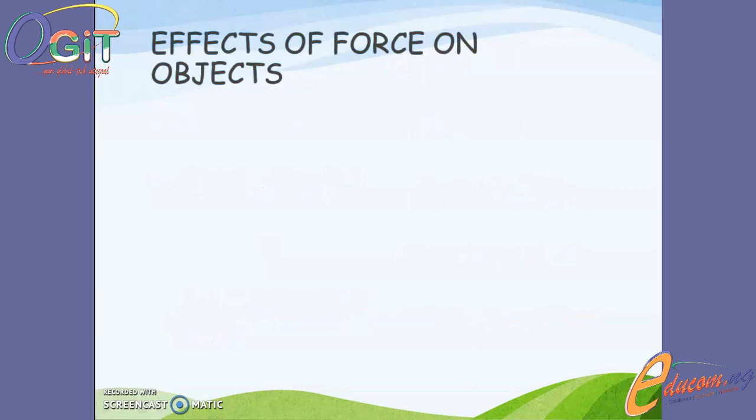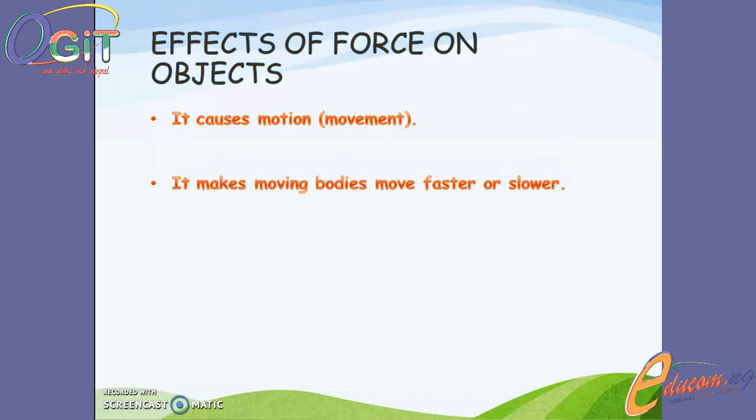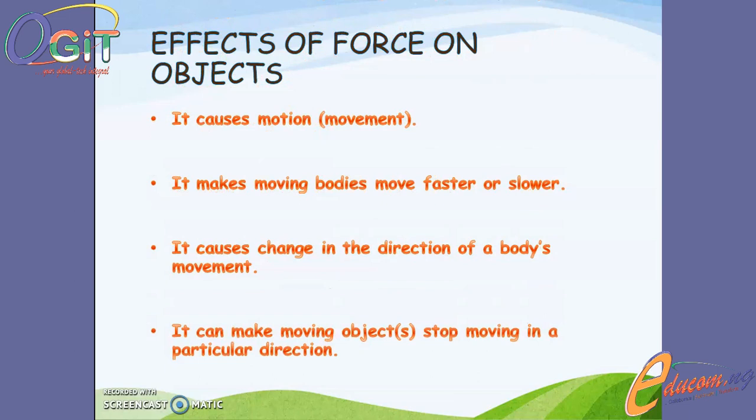Now we'll be looking at the effects that force has on objects. What are the effects of force on objects? One of it is it causes motion or movement, meaning that it makes body move from one point to another. Next, it makes moving body move faster or slower. Also, one of the effects of force is it causes change in the direction of a body's movement. And lastly, it can make moving objects stop moving in a particular direction. Just like I've said, when you push a car, it's either you make the car to move faster or slower. You have changed the direction of the car, and also you can make a body to stop moving when you apply force.